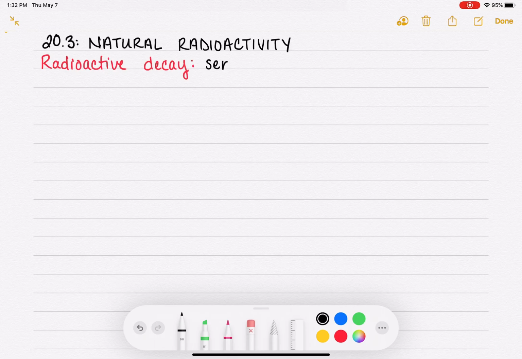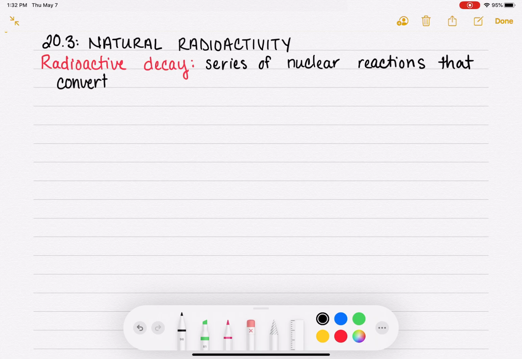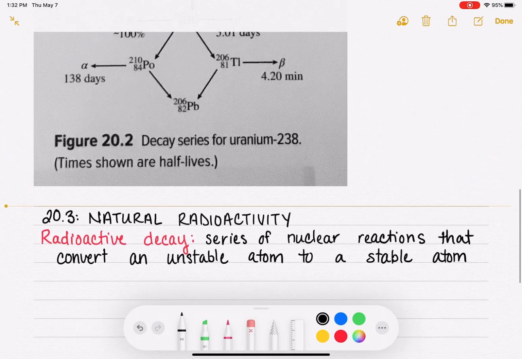So radioactive decay is a series of nuclear reactions that convert a radioactive, unstable atom to a stable atom. The radioactive decay is pretty well understood for a lot of elements.